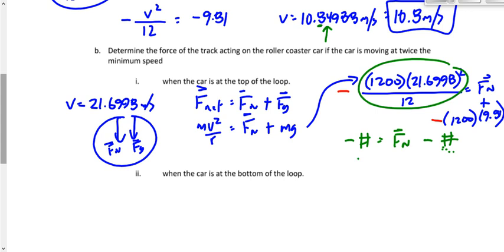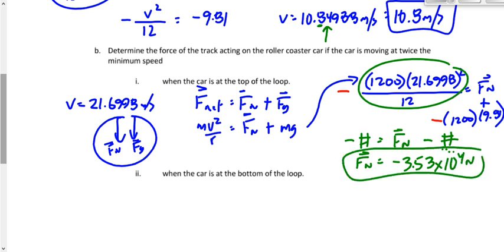And when we do that, we get a normal force, which is really what we're looking for here, right? The force of the track, the normal force. I get negative 3.53 times 10 to the 4 newtons. If you didn't get that, make sure that you can get that by rearranging that.